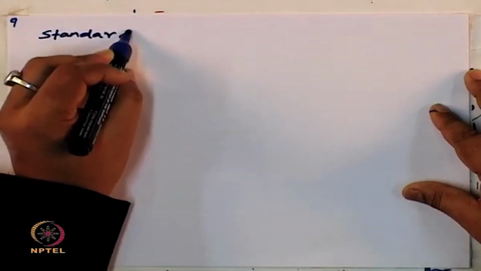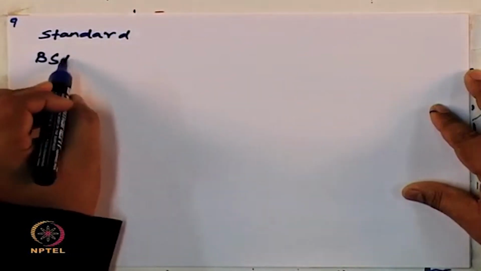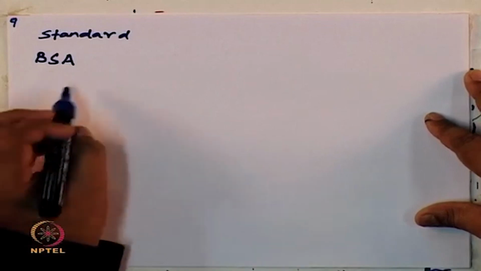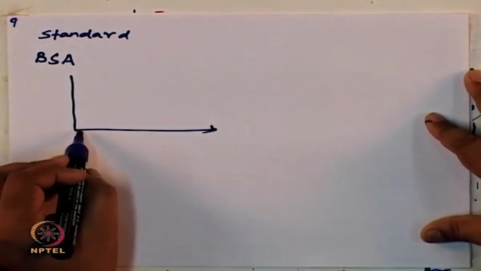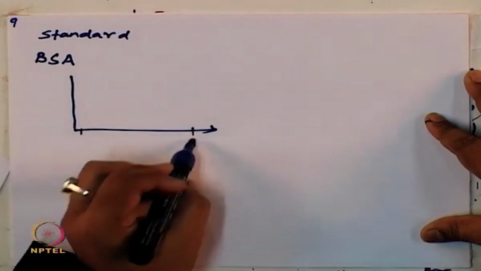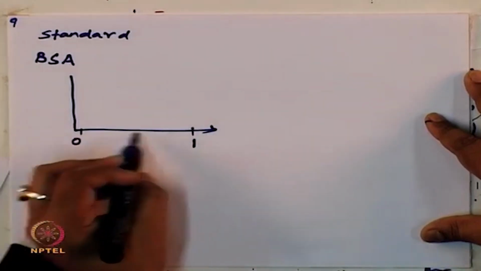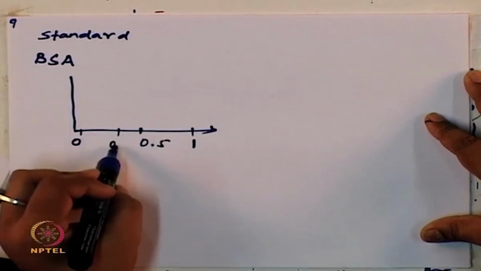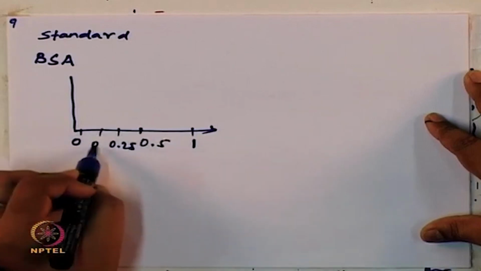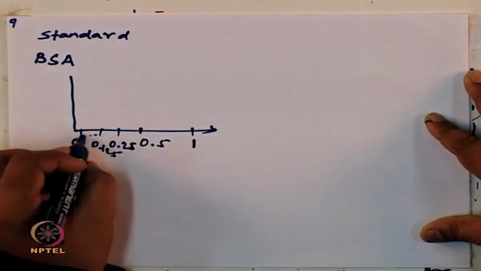So, what you do, you use something called a standard, okay, and typically people use BSA or bovine serum albumin. What you do is you prepare stocks of various concentrations, and so on and so forth.